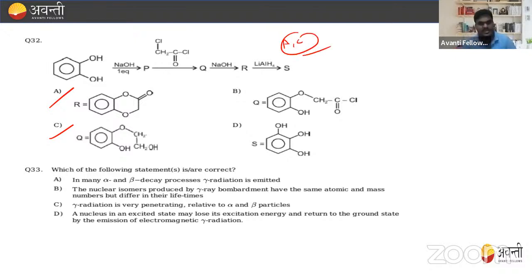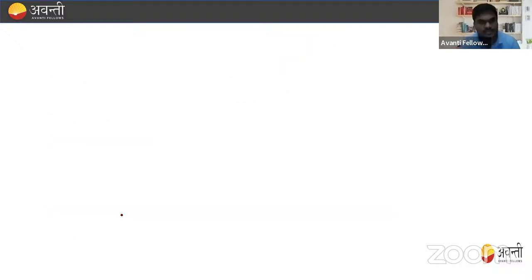Now, which of the following statements are correct? In many alpha and beta decay processes, gamma radiation is emitted. The nuclear isomers produced by alpha ray bombardment have the same atomic mass and number but differ in their lifetime. Gamma radiation is very penetrating relative to alpha and beta particles. Nuclei in an excited state may lose their excitation energy and return to the ground state by the emission of electromagnetic radiation. So which one is correct? All of the options are correct, that is A, B, C, and D. All these four options are correct.